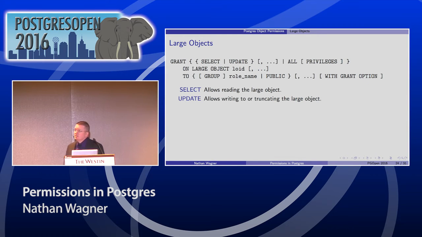And there are two permissions related to large objects, which are select and update. And much like a table, select allows you to read from the large object, and update allows you to either write to or truncate. I assume, and the docs weren't clear on this, but I'm pretty sure that in order to drop a large object entirely, you would have to be the owner, much like dropping a table or any other object.